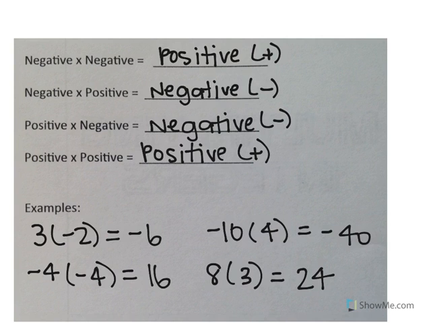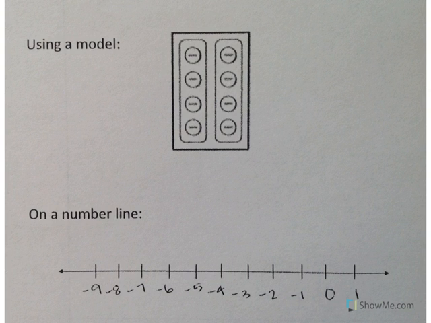Let's see how we can use models to represent multiplying integers. Our first model here is an interesting picture. I see what looks to be these little circles with negative signs in them. We're going to refer to these as counters. Each of these counters represents a negative integer. I also notice that these counters have been put into two groups. And in each group there are 4 negative counters.